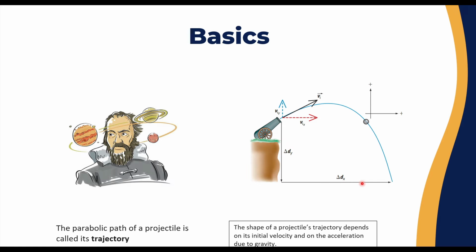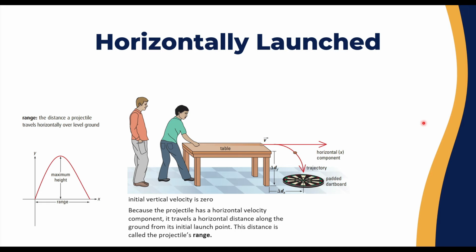So the shape of the projectile trajectory depends a lot on its initial velocity and on the acceleration due to gravity. Like how fast it started to move, in this case v initial, and of course we know that it will be decreasing in speed and going down to the floor due to the acceleration of gravity. That's what pulls it down to the floor all the time. Projectiles could be horizontally launched, vertically launched, or other special types of launch.